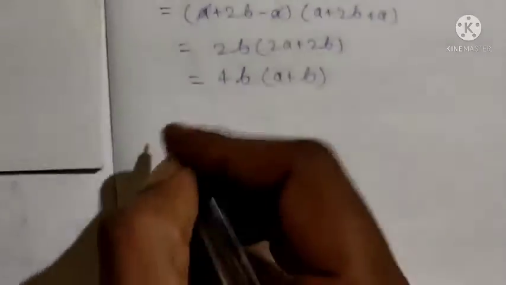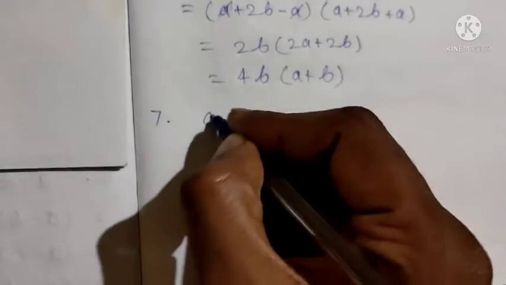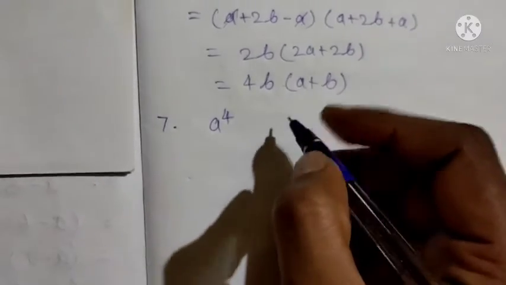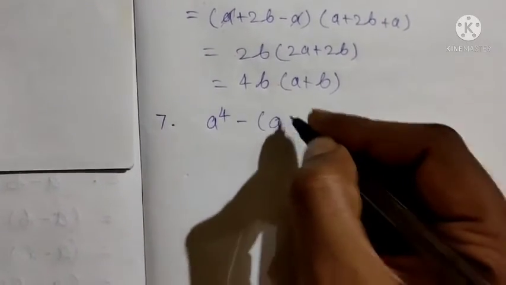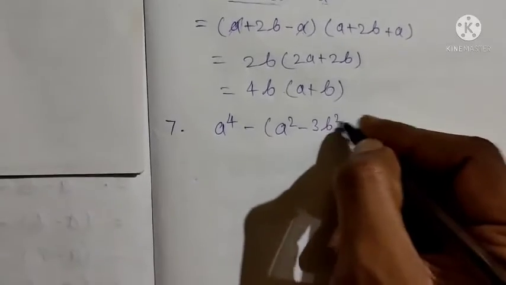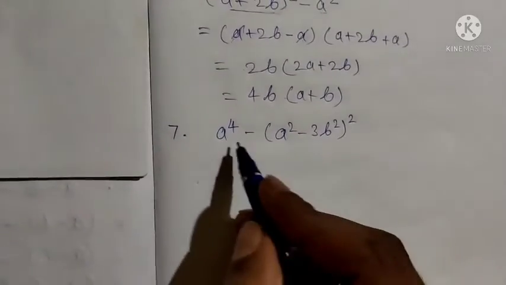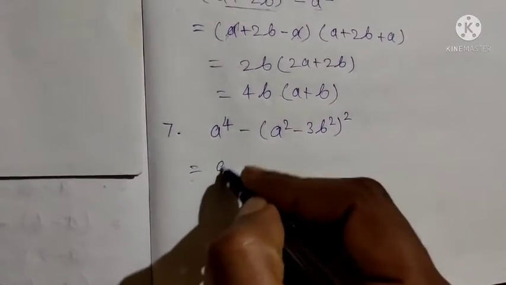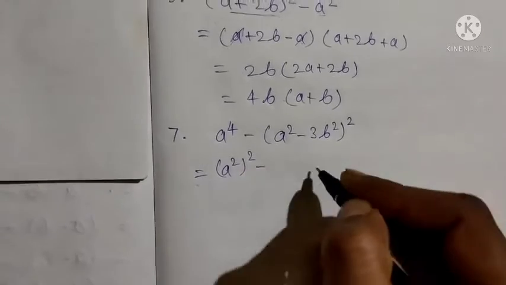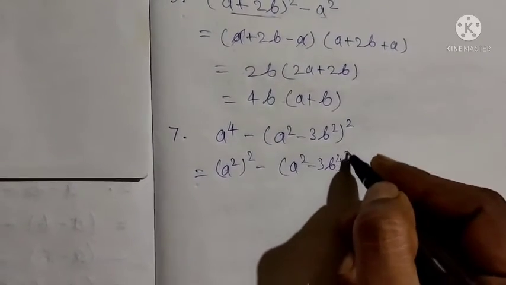Question number 7. Question number 7 is a to the power 4 minus a square minus 3b square whole square. Again, we can write it as a square to the power 2 minus a square minus 3b square whole square.